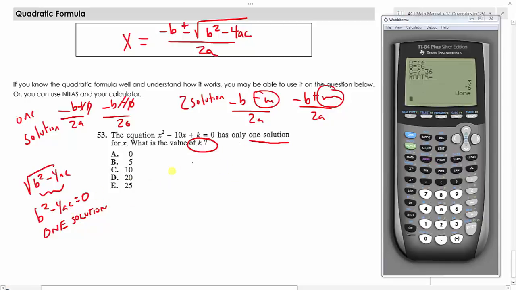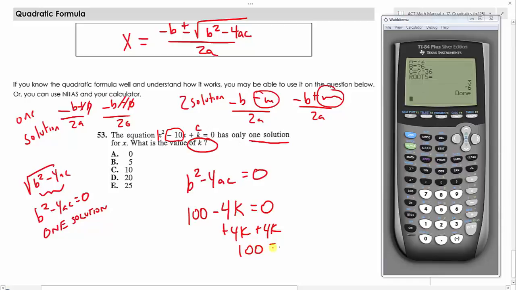So I'm going to go through this question using this piece of information that we just learned. So b squared minus 4ac has to equal 0. Well, remember, b squared is this -10 squared, and -10 squared is 100. Minus 4, our a is 1, so that's easy. That's just 4 times 1, and our c is our k. So this is 100 minus 4k equals 0. Add the 4k, add the 4k. We get 100 equals 4k. Divide by 4. We get k equals 25, and we're done.